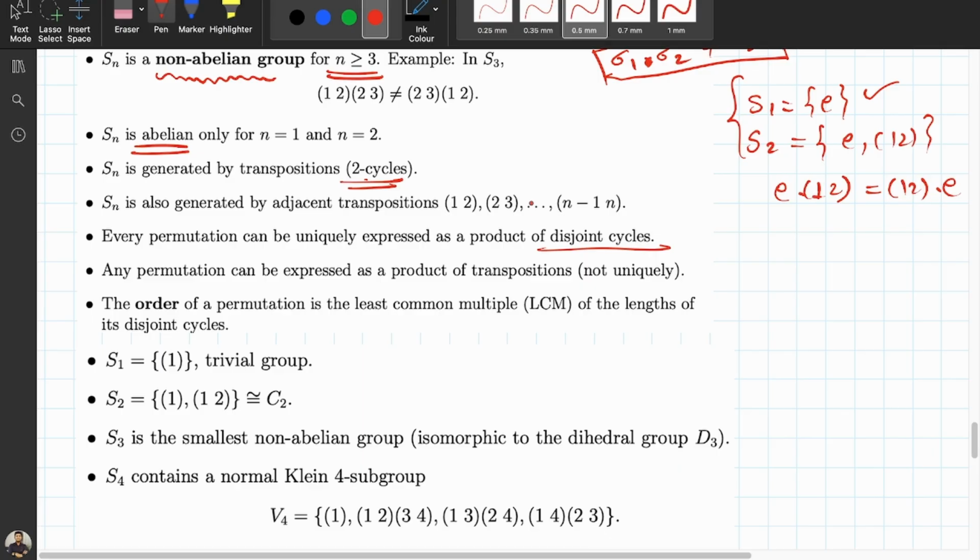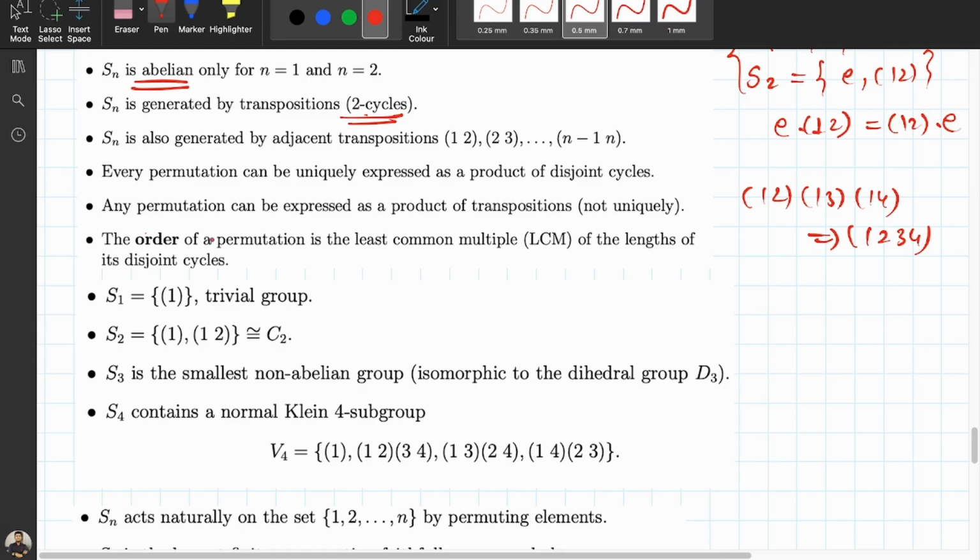Yes, that is the property of permutation. Any permutation can be expressed in terms of transpositions, but not uniquely, as we have seen, because it is (1 2)(1 3)(1 4), which means simply (1 2 3 4). Now these are not disjoint because 1 is common in each and every cycle.